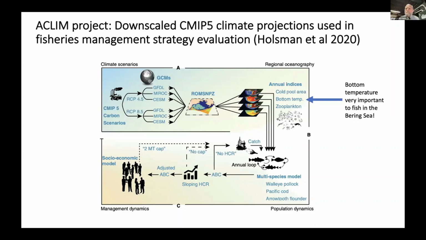Okay, great. Yeah, bottom temperature is a very important thing to project because it is a large determinant of where the fish go in the Bering Sea. So we downscale multiple global models under multiple emission scenarios. We did that for CMIP-5, and now we're doing it for CMIP-6, and use that in management strategy evaluation.